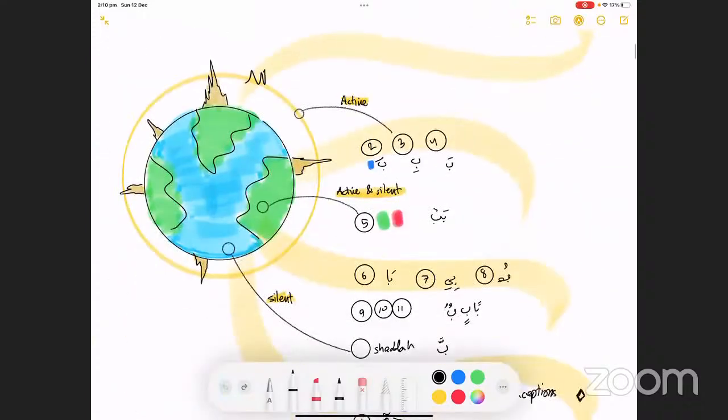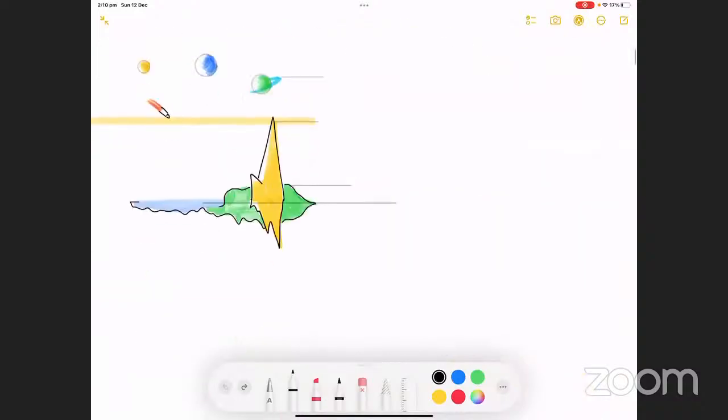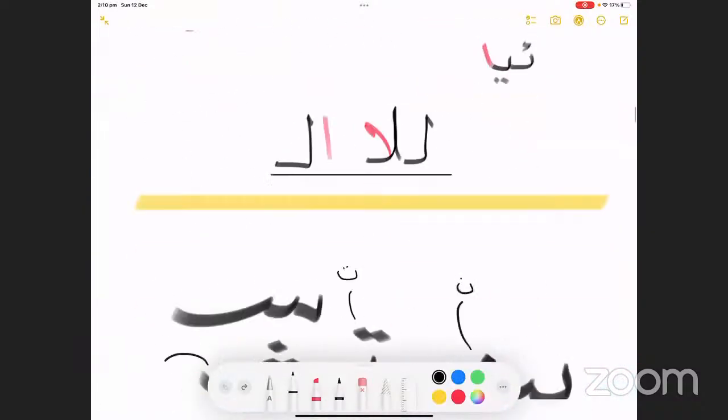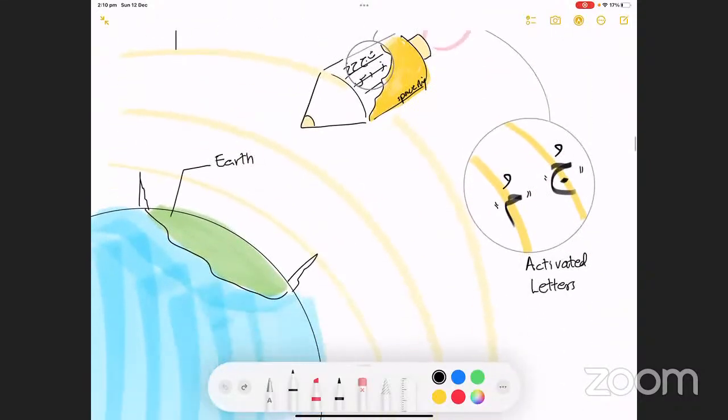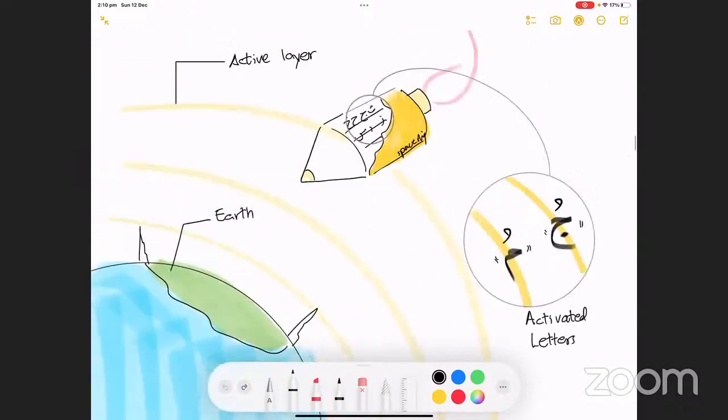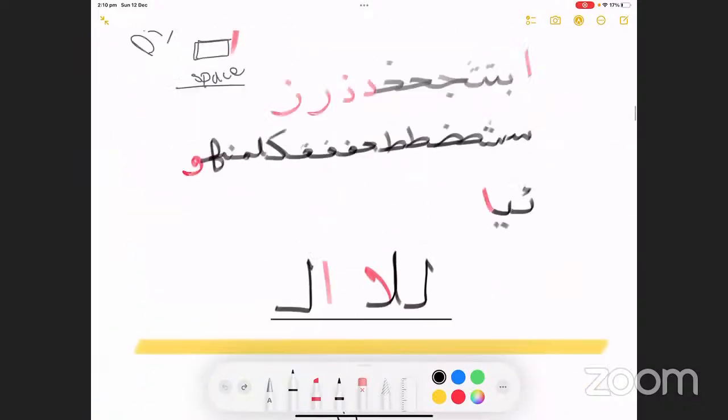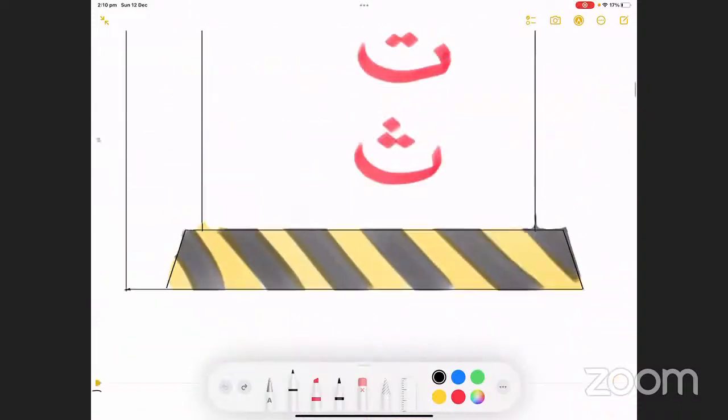From the spaceship, we are coming down to planet Earth. When we come down to planet Earth, we have this thing outside the planet, what we call the ozone layer. This layer gets the letters, changes the letters, and they become activated. The letters get activated, and now they have fatha, kasra, and dhamma.